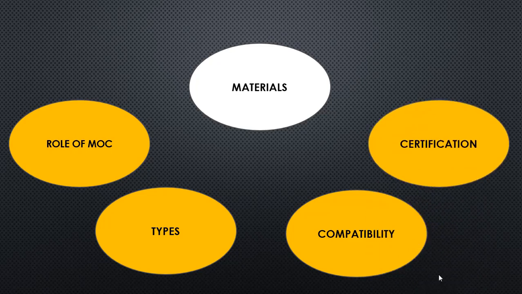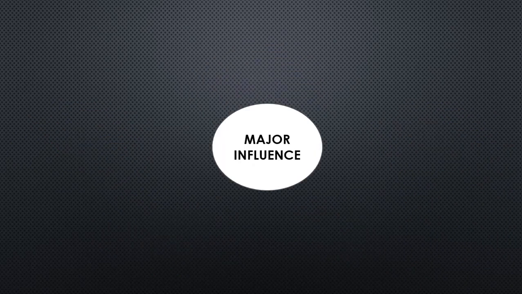And the fourth one is about certification. Different materials need a different type of certification. Certification is nothing but an approval for a material so that it can be used in any piping system. So far we have covered the topics of core areas. Now let us see the topics of other areas.